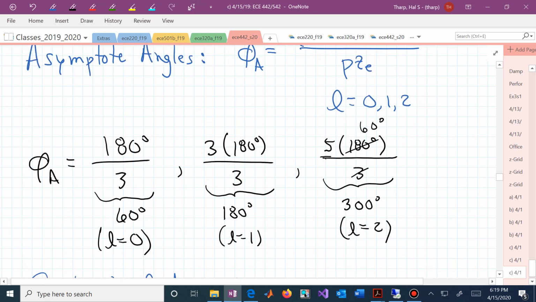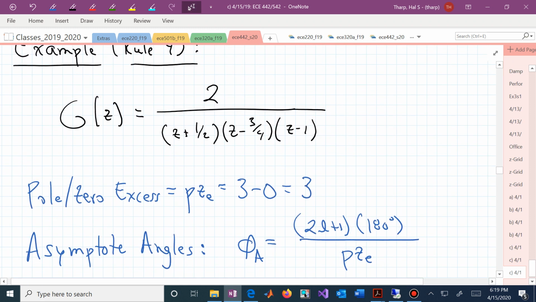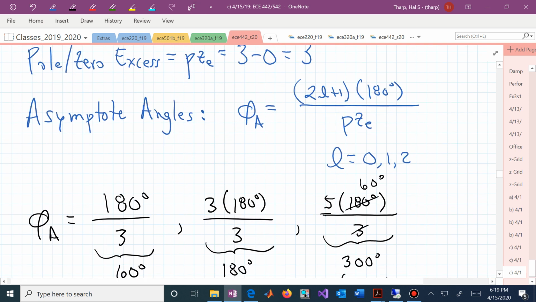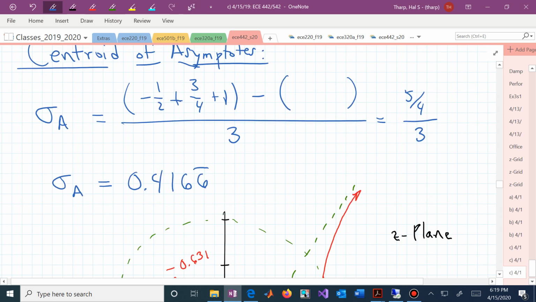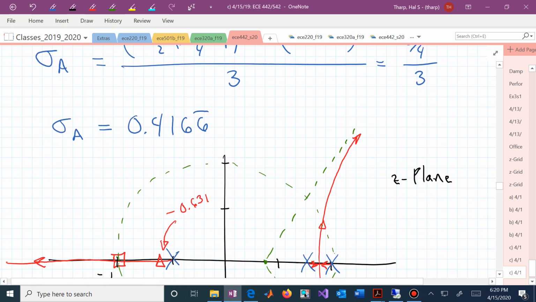And the centroid is now the sum of the poles. We had a pole at minus 1/2, we have a pole at 3/4, and we have a pole at 1. We sum those, minus 1/2 plus 3/4 plus 1, no finite zeros, so that quantity is empty in the parentheses for our sum of 0 values, divided by the pole zero excess, which is 3. We now have 5/4 divided by 3, or 5/12, which is a little less than a half, or sigma sub a is 0.4166.